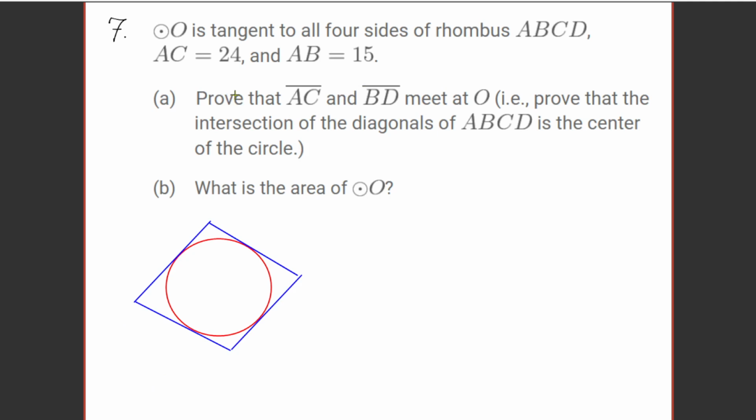Alright, and let's label these points A, B, C, and D. The lengths of AC and AB are given. First of all, prove that segments AC and BD meet at O. Okay, let's connect AC and then BD.